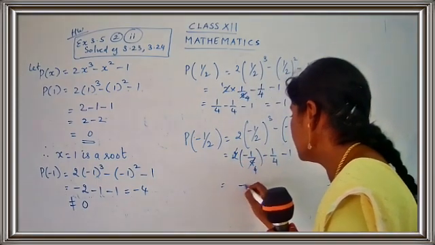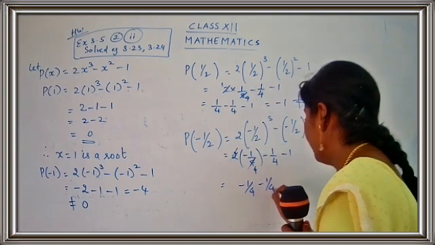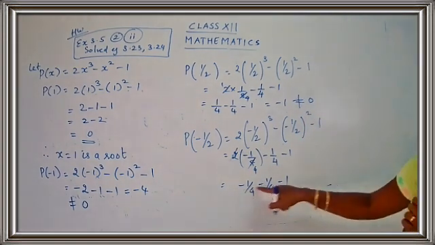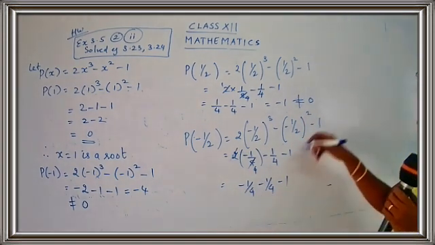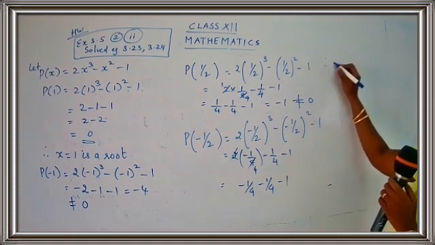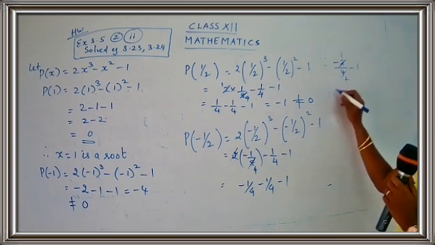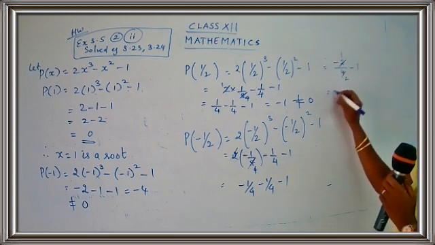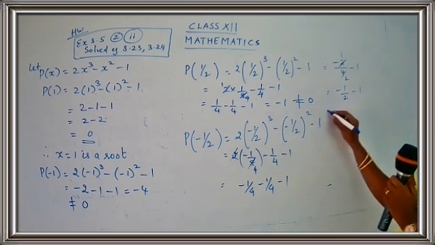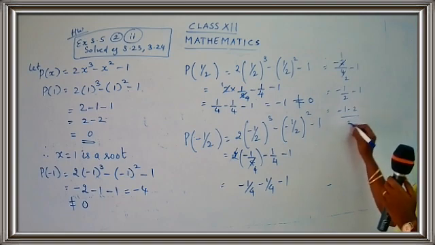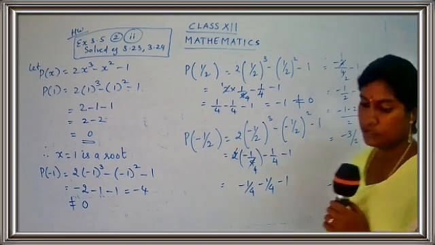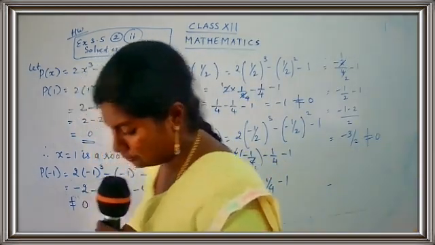I get here minus 1 by 4 minus 1 by 4 minus 1. They are the same numbers with the same denominator, so I can write down here minus 2 by 4 minus 1. So I get minus 1 by 2 minus 1, minus 3 by 2, which is not equal to 0. I get answer minus 3 by 2, which is not equal to 0.